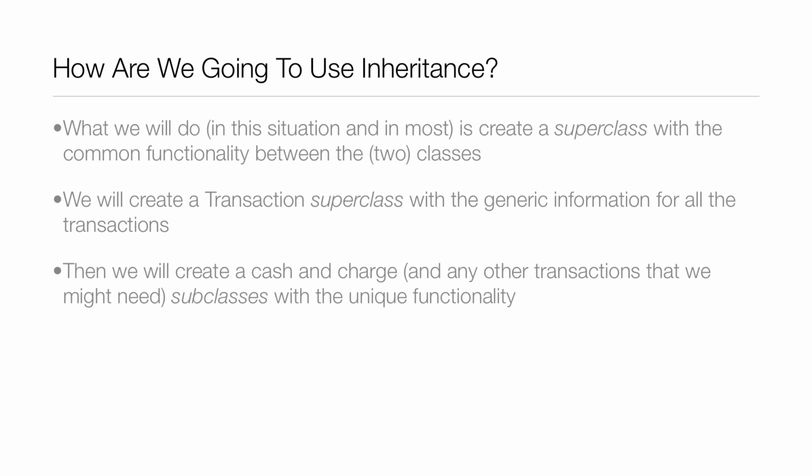Now, how are we going to use inheritance? Well, I already touched on this a little bit. What we're going to do in this situation and in most is create a superclass with the common functionality between the, in our case, two classes. And we will create a transaction superclass with the generic information for all the transactions. And then we will create a cash and charge and any other transactions that we might need, subclasses with the unique functionality.